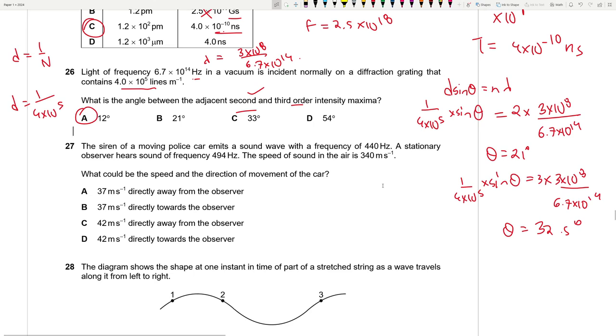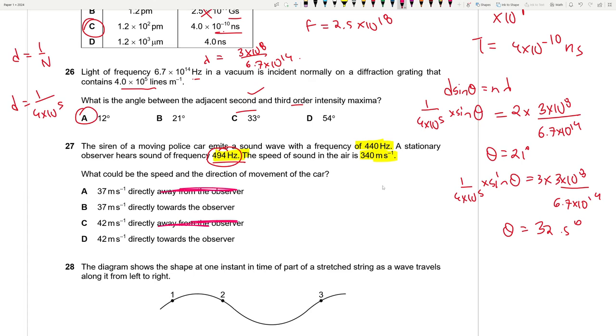Now we go for Doppler effect. The siren of a moving police car emits a sound wave with frequency 440 Hz. A stationary observer hears sound of frequency 494 Hz. This is the observed one. And the speed of sound in air is 340. What could be the speed and the direction? So basically it went from 440, the frequency increased, so it's moving towards the observer. Okay, moving towards the observer.